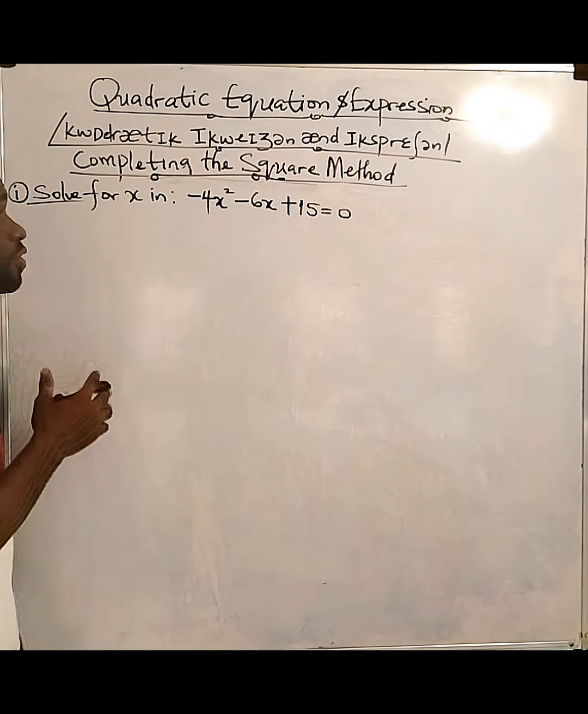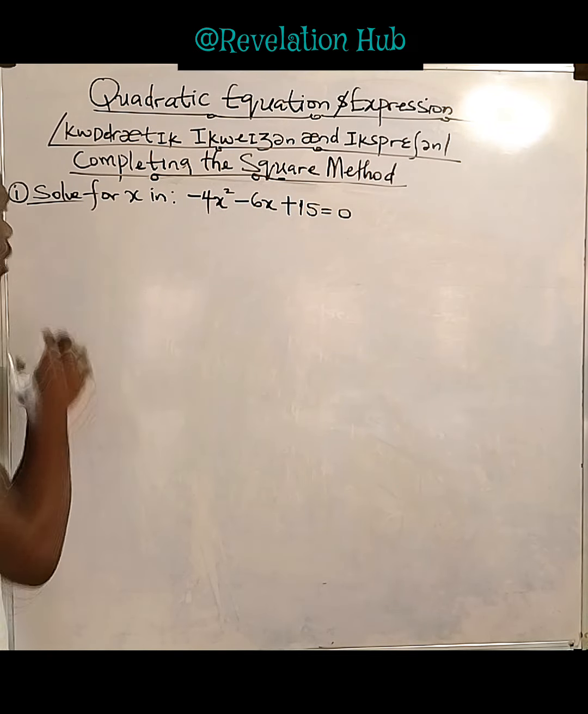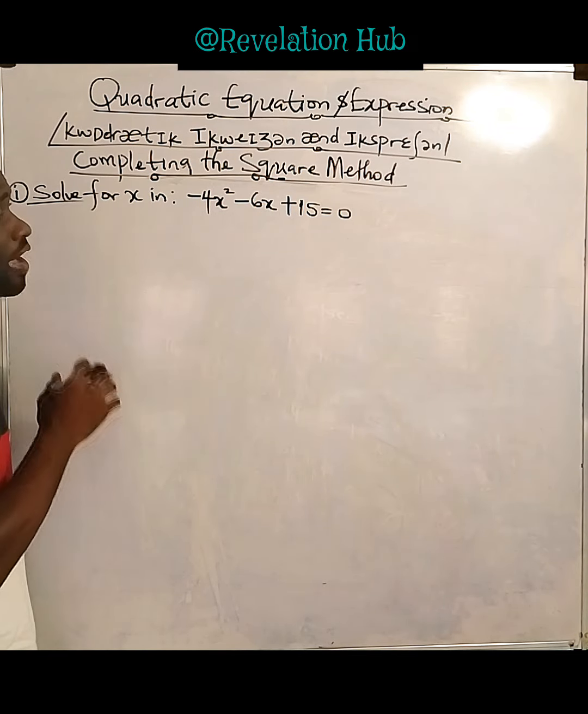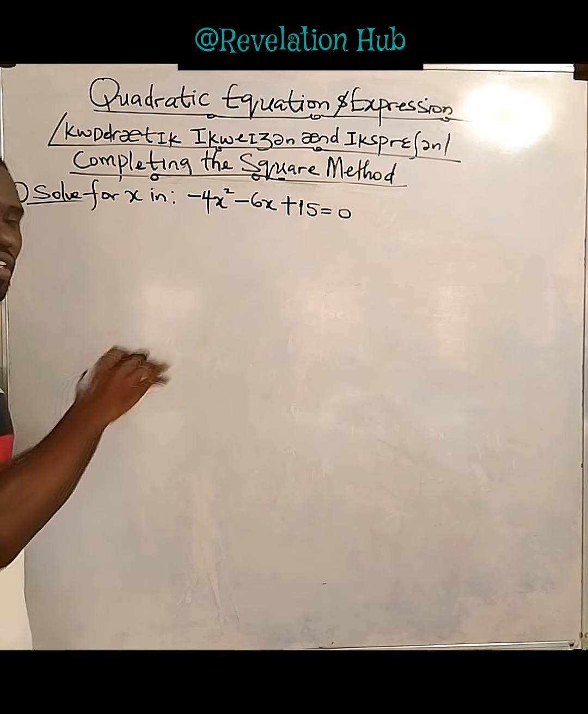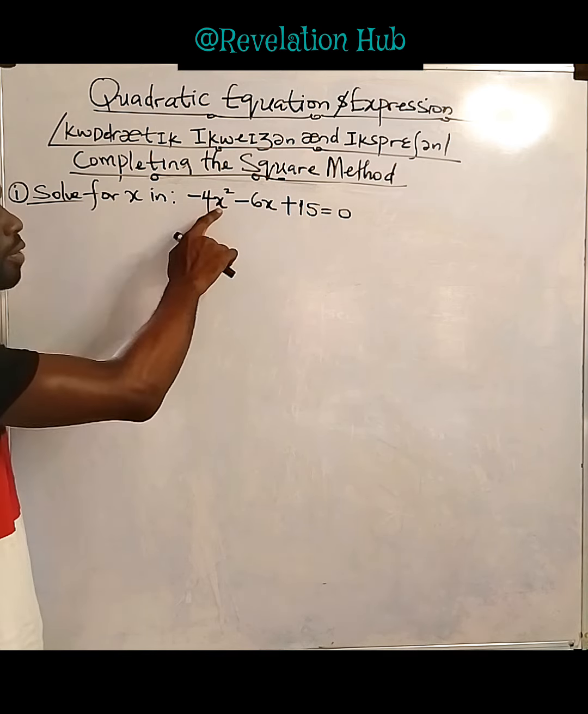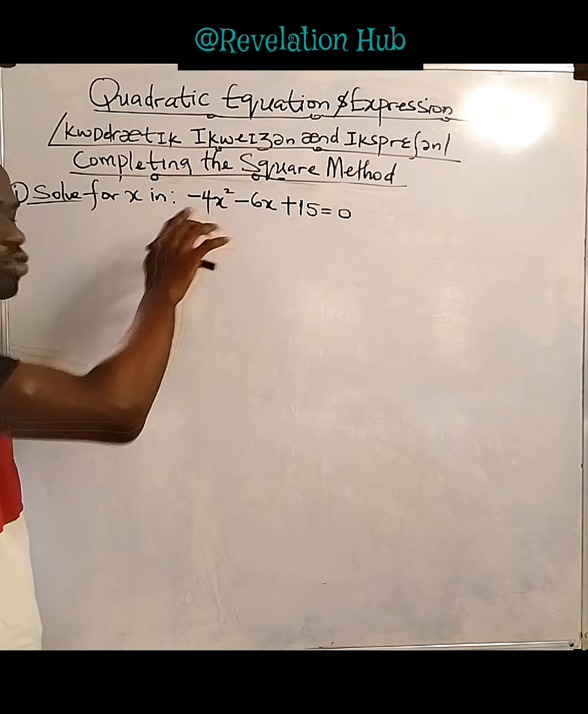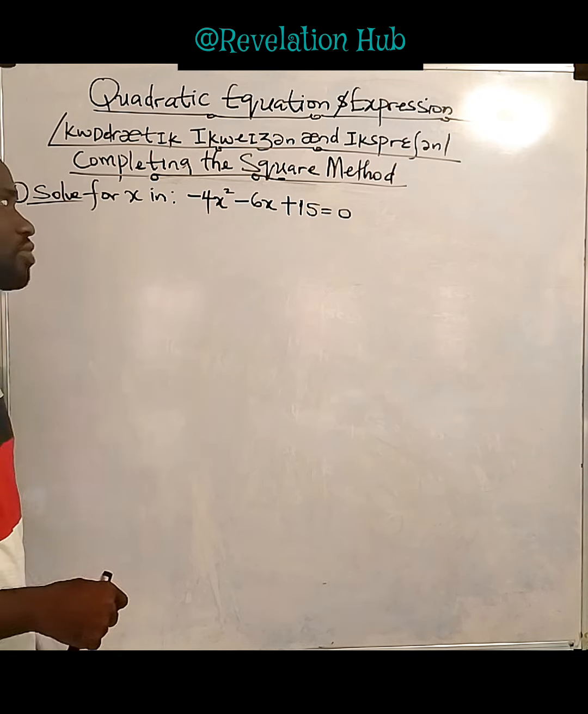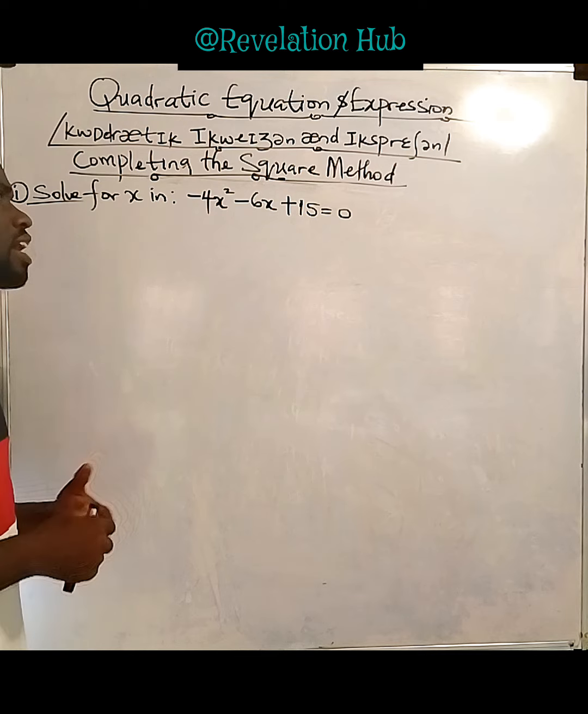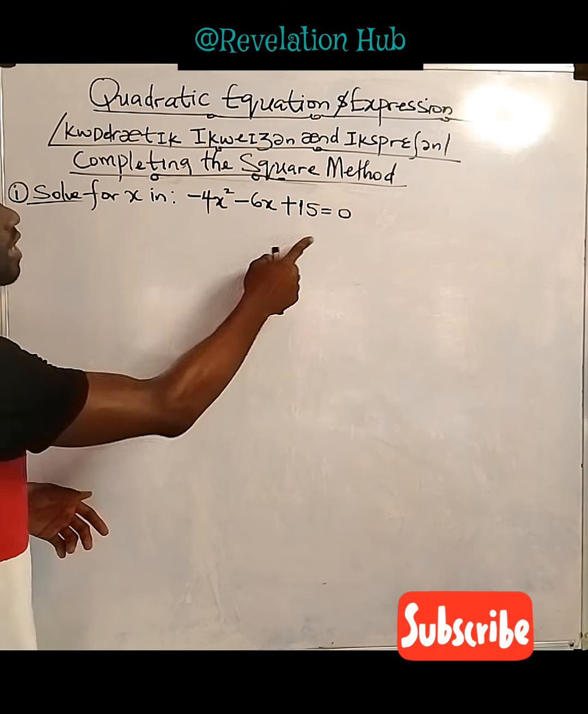Okay, right here we have the first worked example. Now we have to solve for x in minus 4x squared minus 6x plus 15 equals 0. Now this is quadratic. As you can see, the highest power here is 2. This is quadratic, that's the first thing we have to watch out for. Don't forget, very important. This is not just quadratic, this is a quadratic equation.